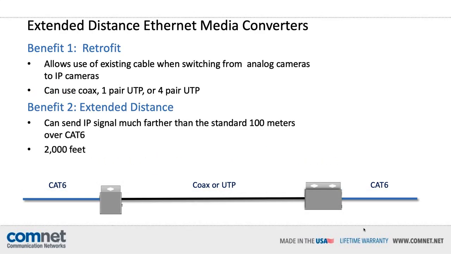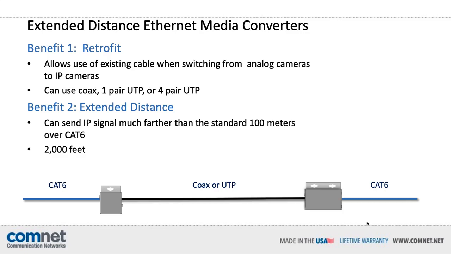Now let's take a look at extended distance Ethernet media converters. The main reason people use them is a retrofit application where you are moving from an analog camera infrastructure to an IP camera infrastructure. These media converters allow you to use the existing coax cable or UTP cable and now run Ethernet on it instead of the analog signal. And it can represent a huge cost saving versus pulling out the existing cable and running new Category 6 cable.